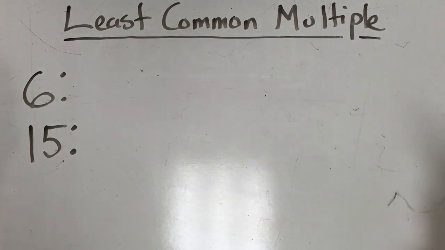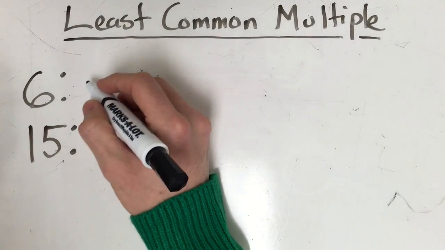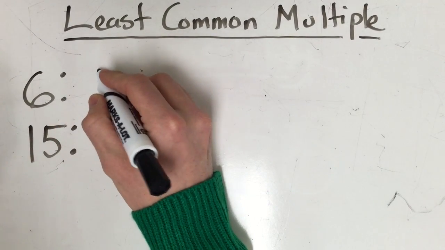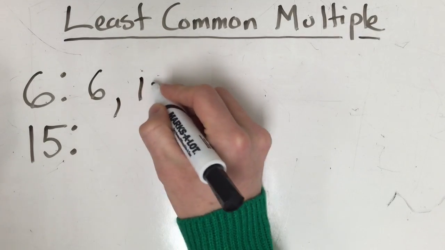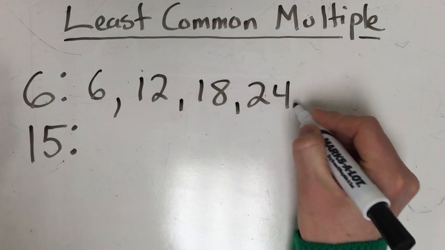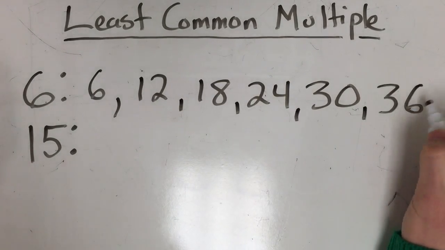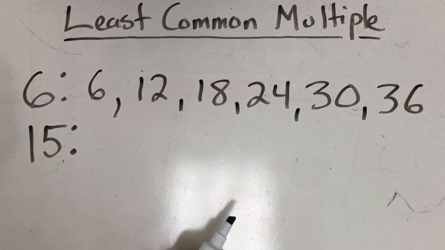We can't list them all because there's an infinite number, but I'm just going to start listing until I run out of space. The first multiple of 6 is 6 itself. The next one is 12. The next one is 18. The next one is 24. The next one is 30. The next one is 36. I'll stop there for now. I might need to go further.